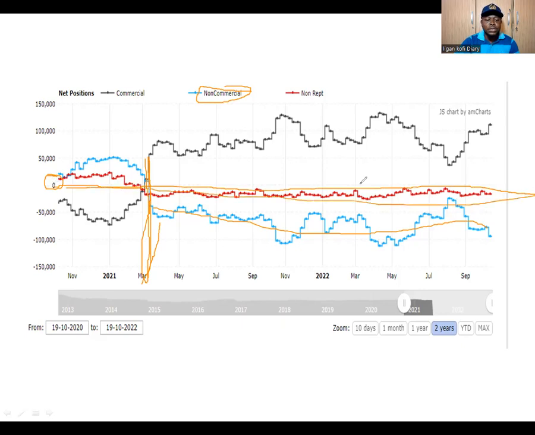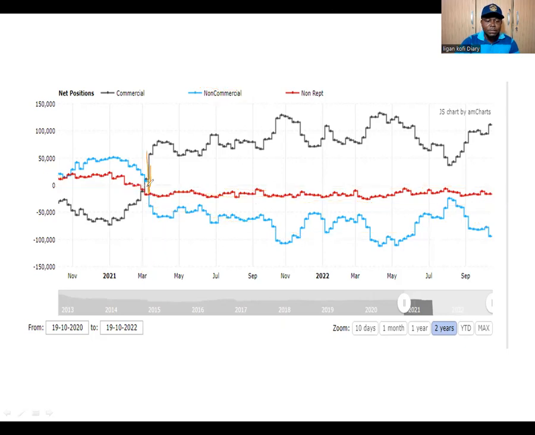So the zero line is telling you that when the non-commercial crosses down, it means they are bearish. When they cross up, it means they are bullish. The non-commercial, who are the market makers. And look at JPY. So JPY, since March 2021, they went bearish. And the market makers remain bearish from March 2021 up to October 18, 2022, today, as I'm recording this video. So they remain bearish throughout.